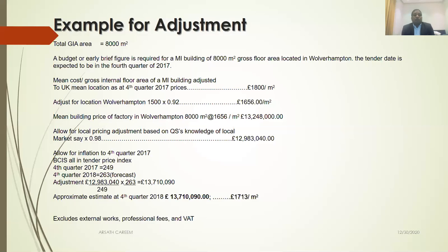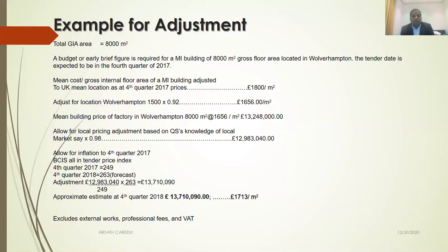Now, as a QS, an experienced QS normally sometimes has to adjust for local market conditions by identifying the risk. For that purpose, I have multiplied by 0.98. I feel this is a little high, so I am using my local knowledge to adjust this cost.